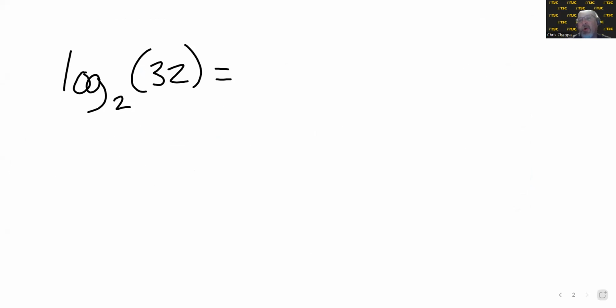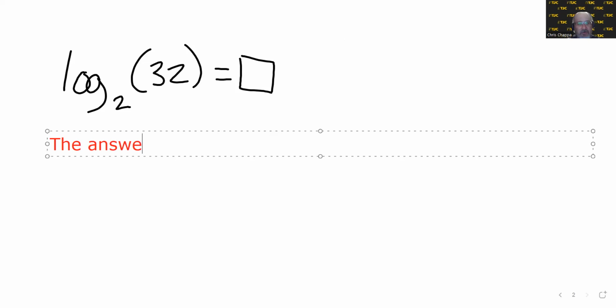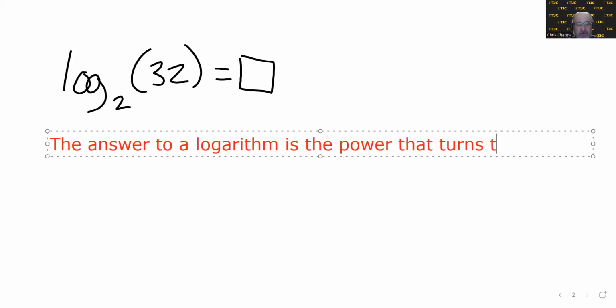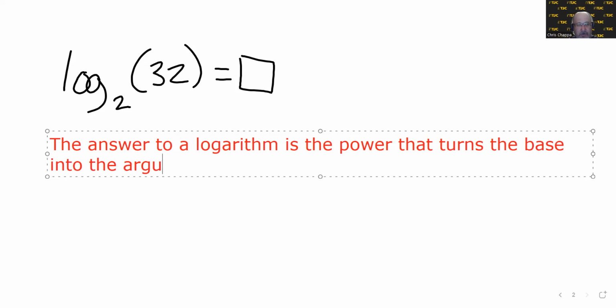Log base 2 of 32. We want to know what this equals. We can put a question mark, an X, a box. I'm going to put a box. I told you I'm going to sound like a broken record because I'm going to say this so many times you're going to get sick of hearing it. What is the answer to a logarithm? The answer to a logarithm is the power that turns the base into the argument.